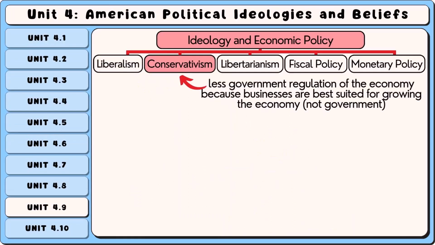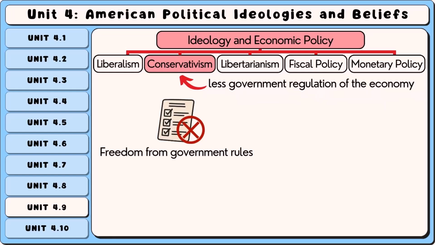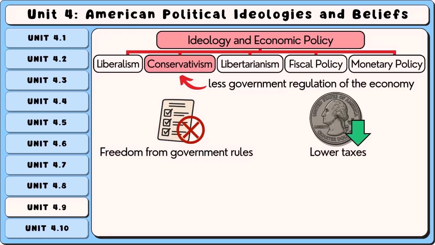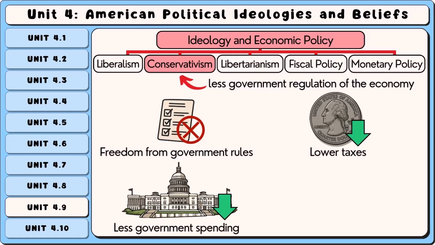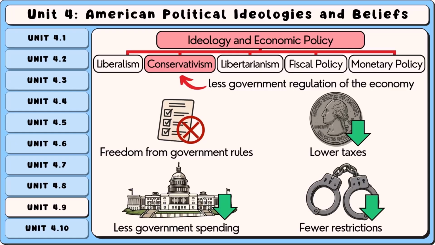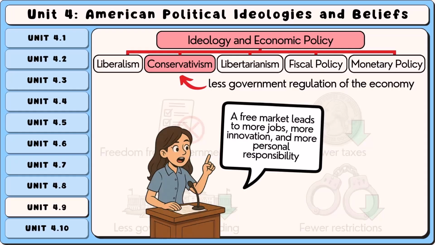Conservative views support less government regulation of the economy because they think businesses are best suited to growing an economy. Conservatives believe that the economy works best when individuals and businesses have the freedom to make their own decisions without too many government rules. They tend to support lower taxes, less government spending, and fewer restrictions on businesses. Conservatives often argue that a free market leads to more jobs, more innovation, and more personal responsibility.